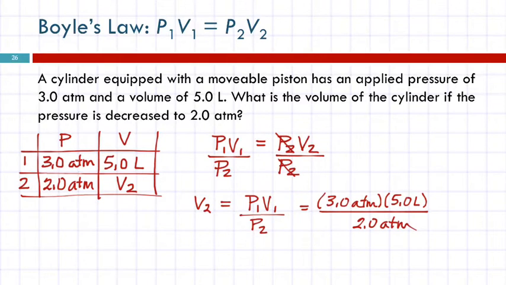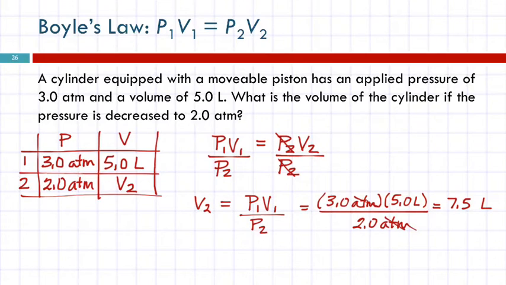Before I get out my calculator, I'm going to look at the units and see what happens to them. Well, I have atmospheres here and atmospheres down here, and just like variables, those cancel out. So now I can use my calculator. 3 times 5 divided by 2, which, if I was real clear-headed, I could do in my head, but that's kind of risky sometimes. 7.5, and the unit that's left is liters. Okay, so the new volume is 7.5 liters.